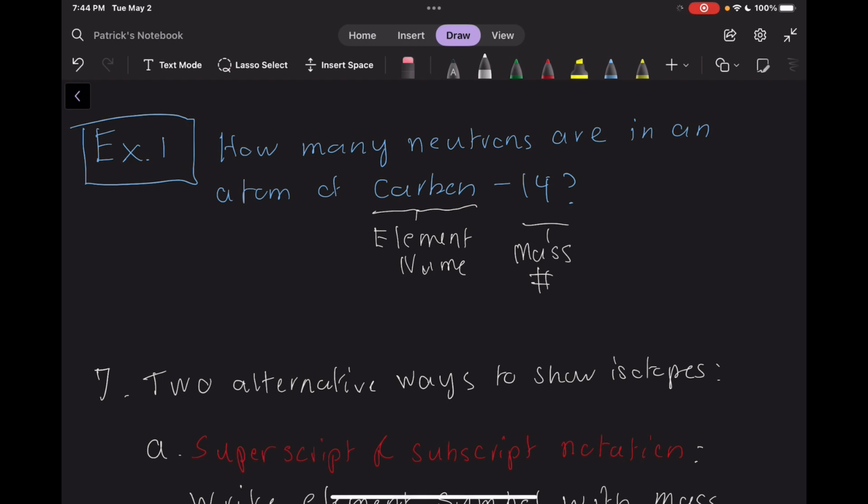Mass number is equal to number of protons plus number of neutrons. We can quickly find the number of protons by glancing at a periodic table. And because carbon has an atomic number of 6, this isotope must have 6 protons. With a bit of quick subtraction, we find that carbon-14 has 14 minus 6 neutrons, or 8 neutrons in total.